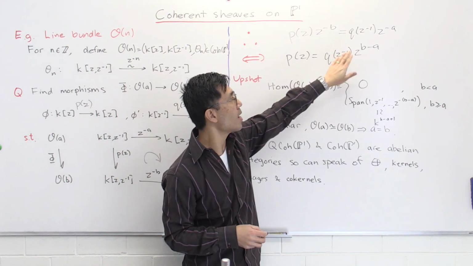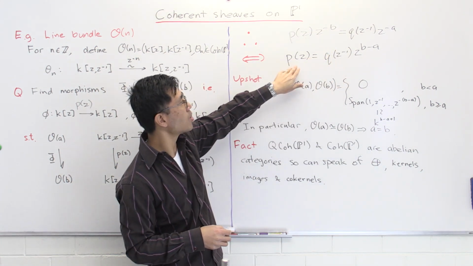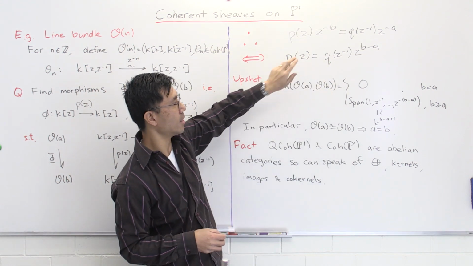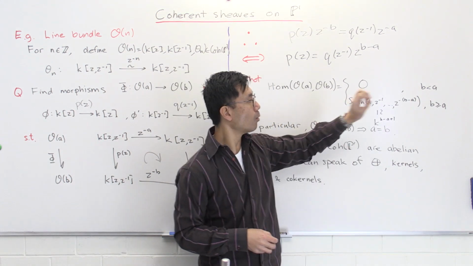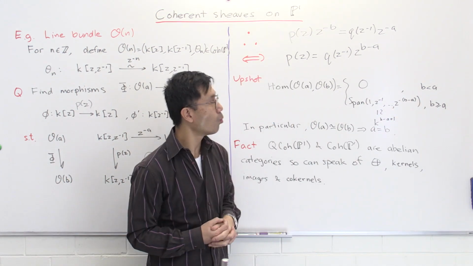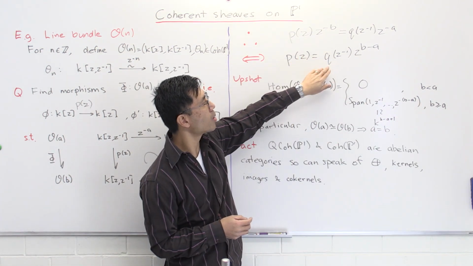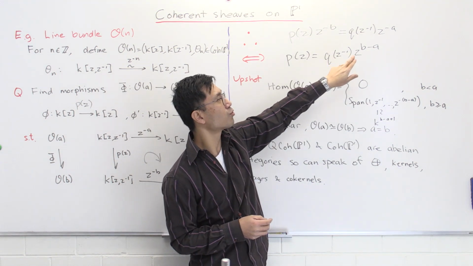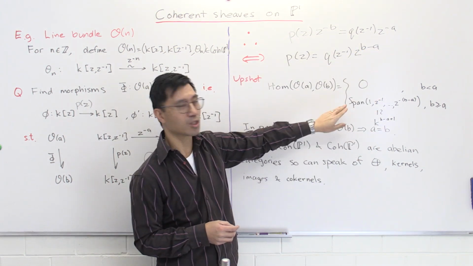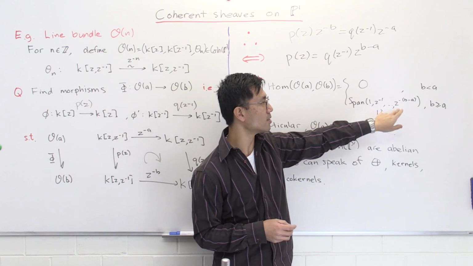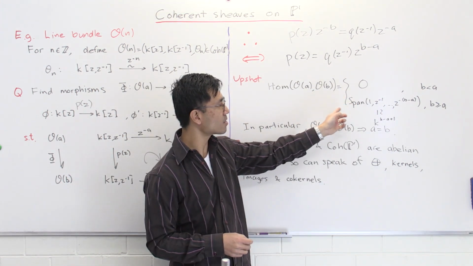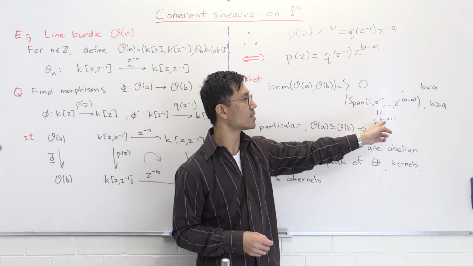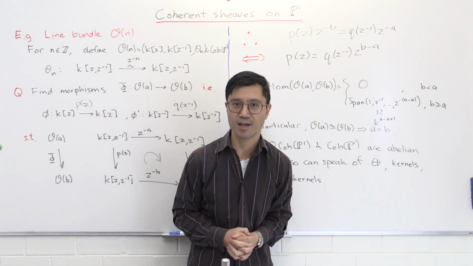So there's no way that you're going to have this equation holding unless you've got 0 and 0 here. So Hom of O(A) to O(B) is 0 if B is less than A. But when B is greater than or equal to A, what is it? It's basically just all the polynomials in Q of Z inverse of degree less than or equal to B minus A. So it's a span of 1, Z inverse, all the way up to Z to the minus (B minus A). And of course, if you want to think about what that is as a vector space, it's just a B minus A plus 1 dimensional vector space over K.